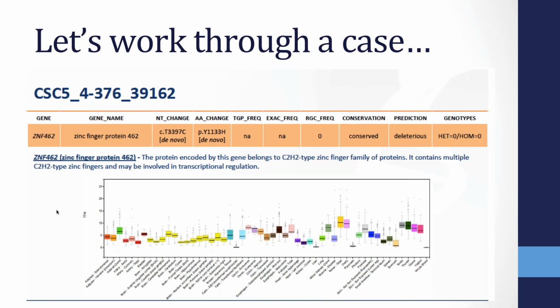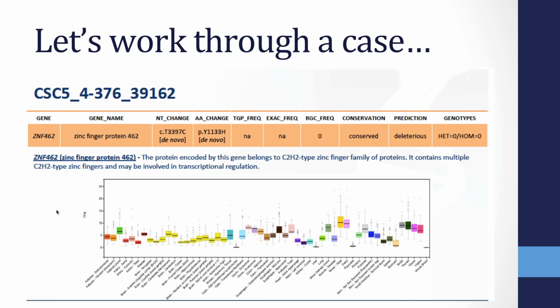If you look at that first variant that was on the list, this is a variant in a gene called ZNF462. It's a zinc finger family of proteins. It was de novo. This variant was not identified in either parent. It was not found in any of those common population databases, nor within our own internal database. It was predicted to be conserved, so it's probably a gene that's not that tolerant to change at this position. And those in silico prediction tools had predicted this would be deleterious.